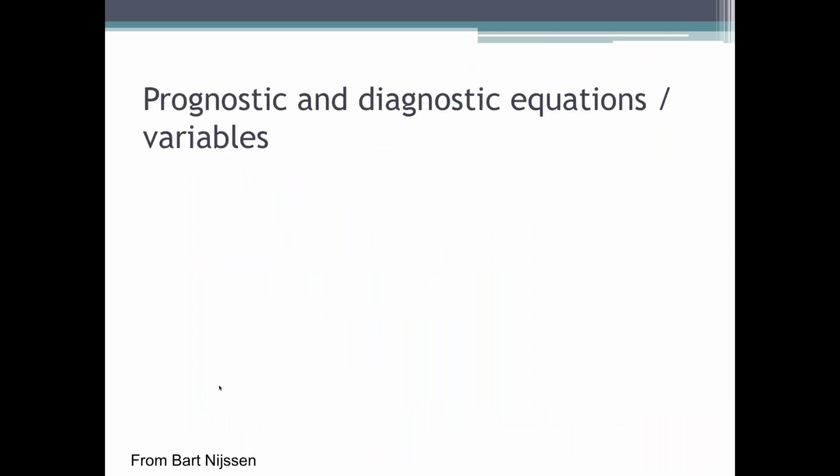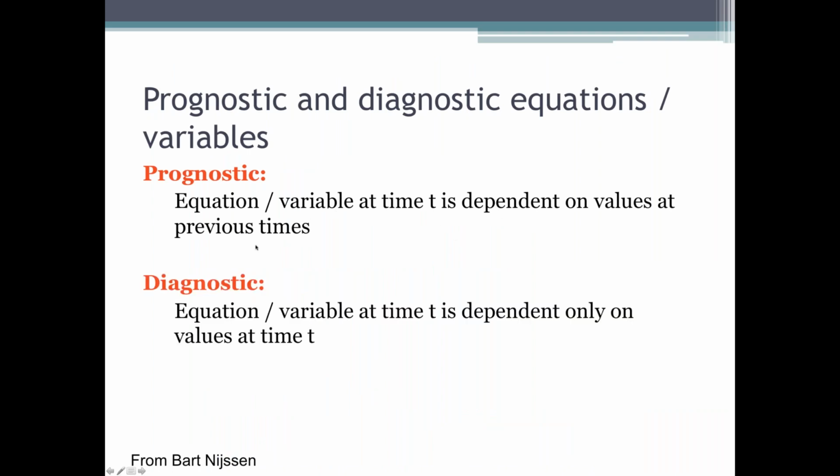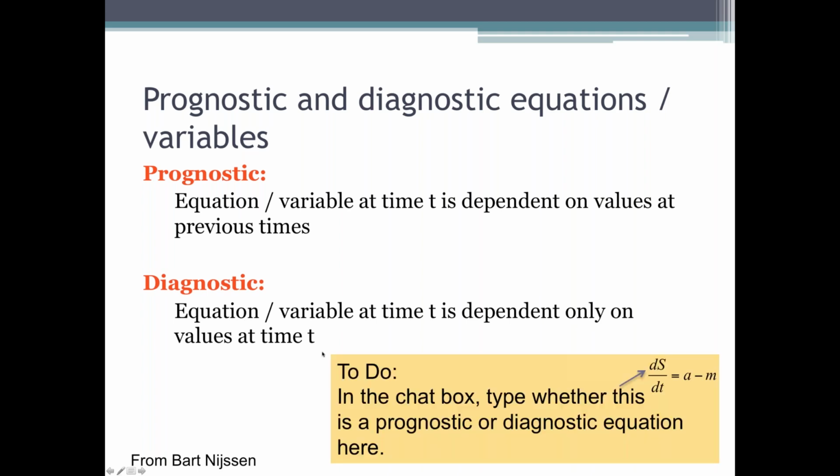So just to review, what is a prognostic and diagnostic equation or variable? The prognostic equation or variable at time t is dependent on values at previous times. A diagnostic equation or variable at time t is dependent only on values at time t. Okay, so just quickly type, is this a prognostic or a diagnostic equation here? Just type either P or D.